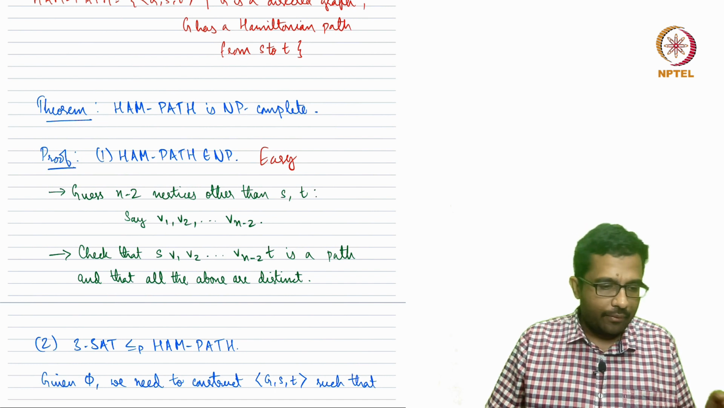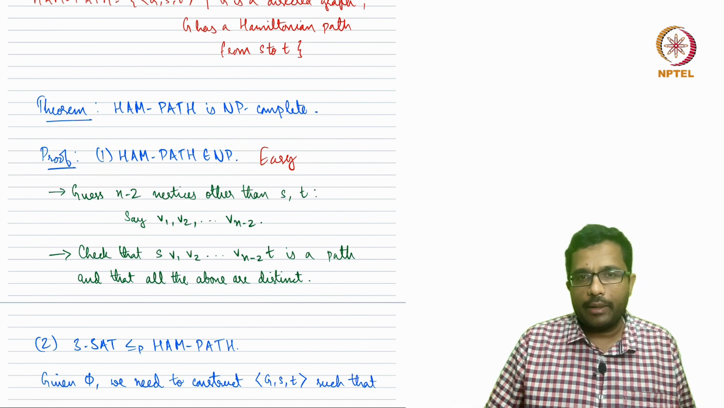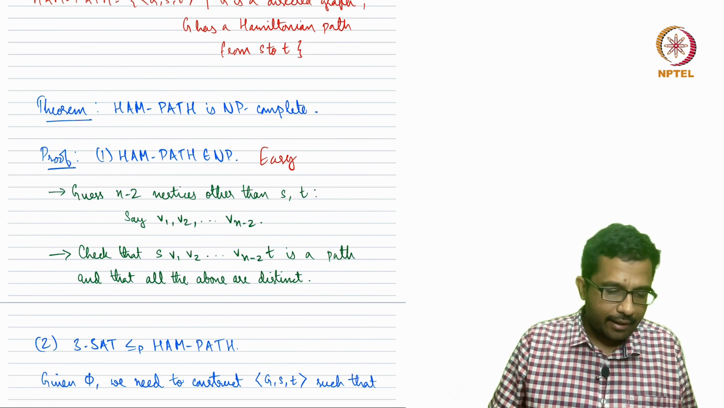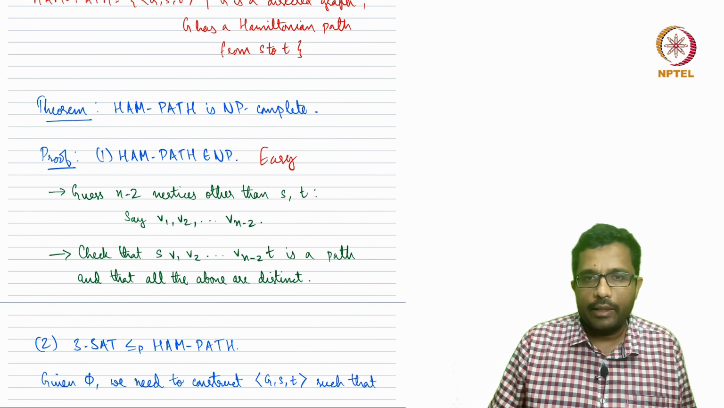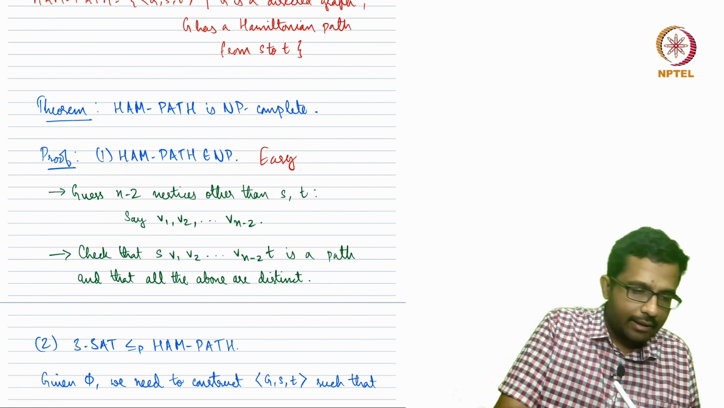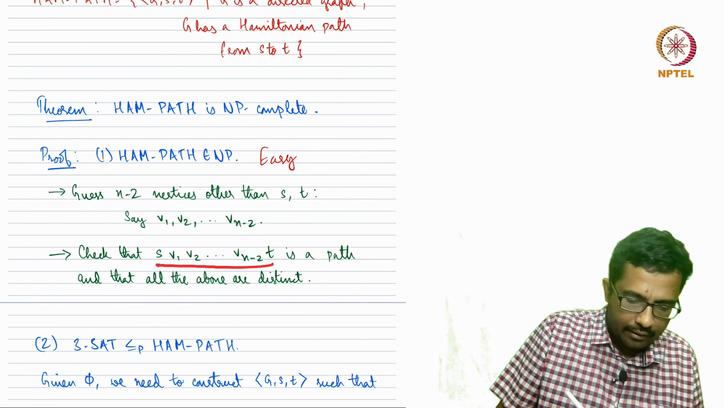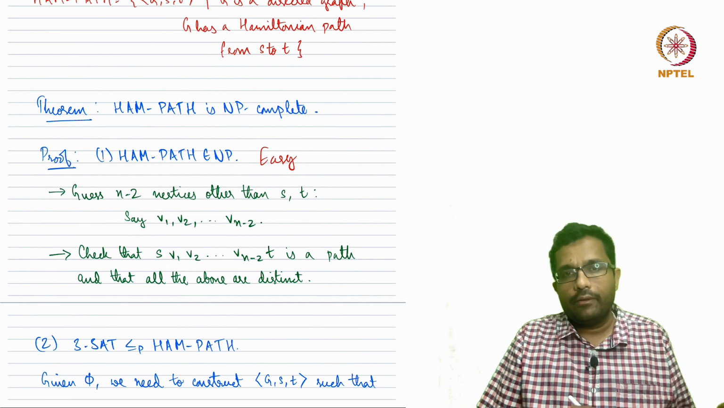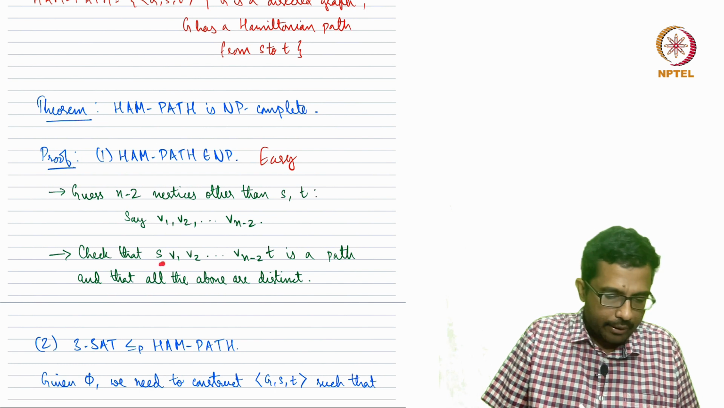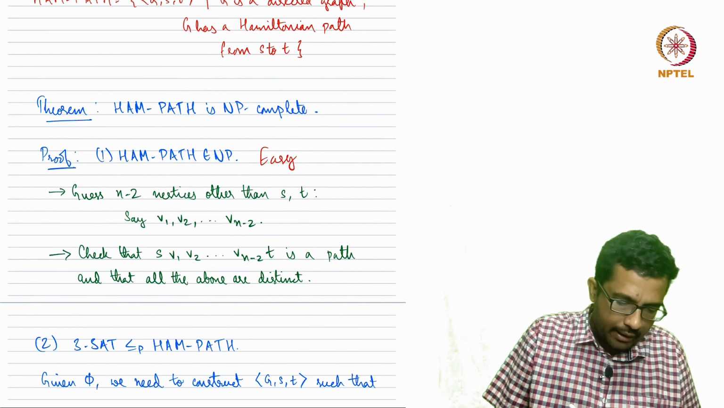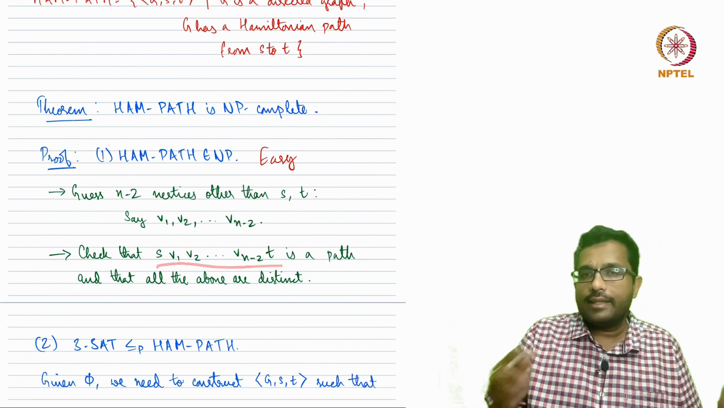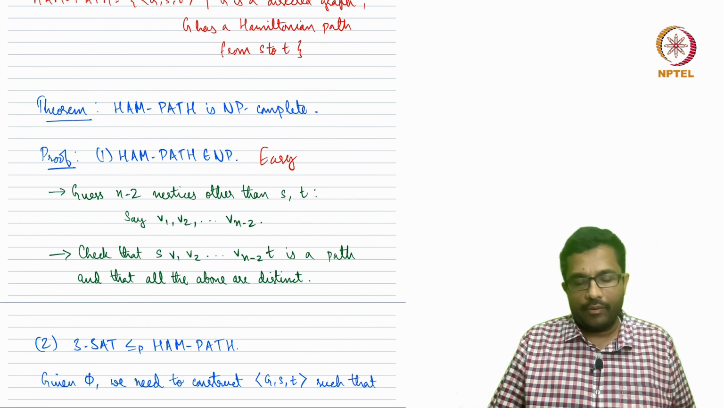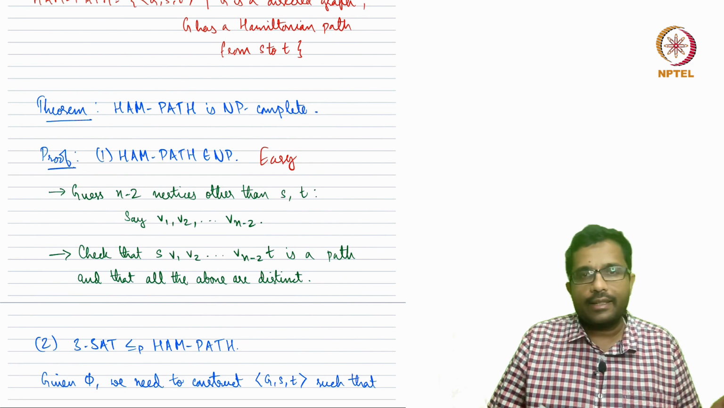So let's say v1, v2 up to v n minus 2. And then we just check whether, starting from S, then v1, v2 up to v n minus 2 and then T, this forms a Hamiltonian path. So we check whether this is a path. Is there an edge from S to v1? Is there an edge from v1 to v2, and so on? And we also check, are they all distinct vertices? And this verification takes polynomial time.